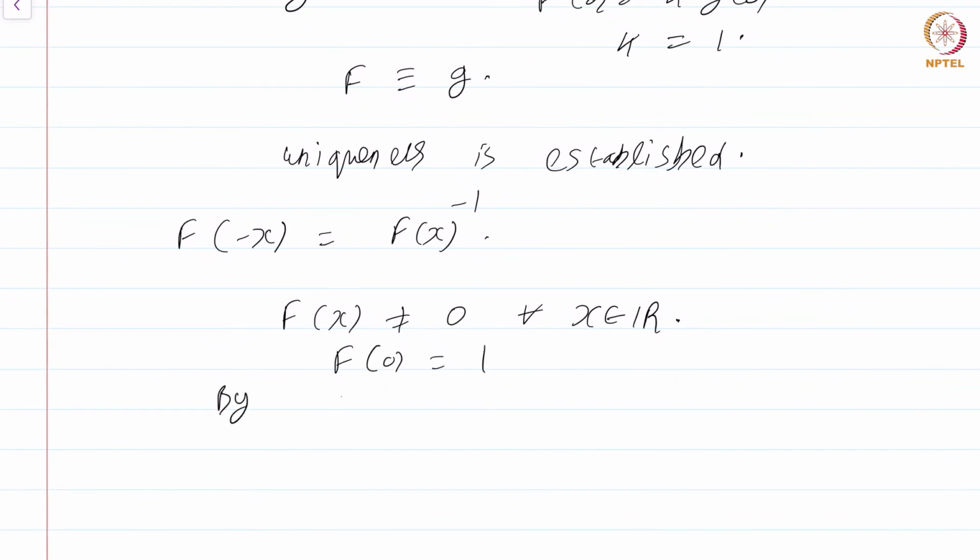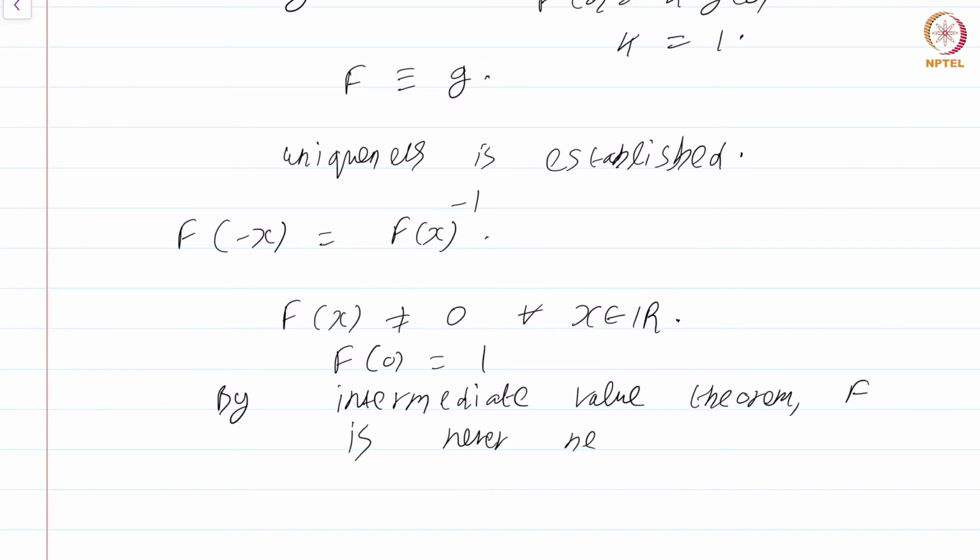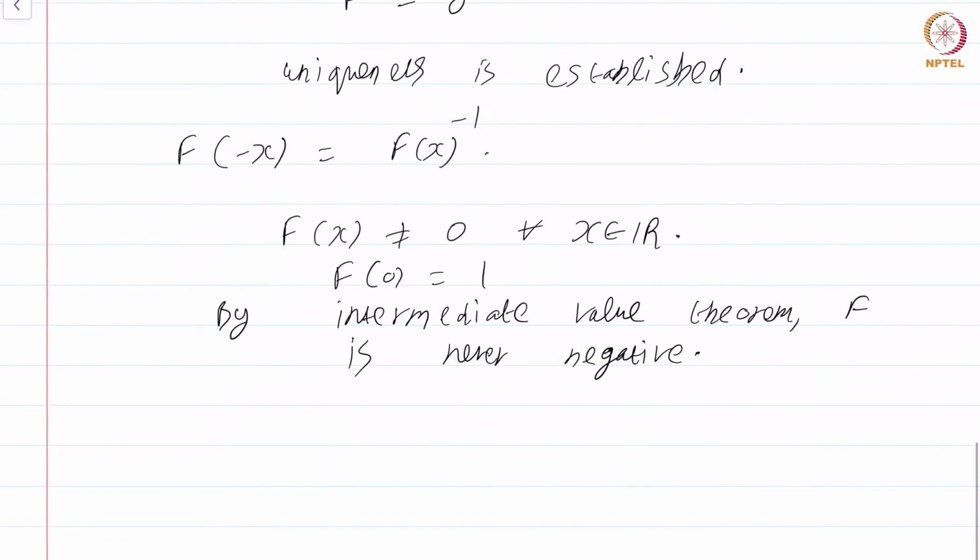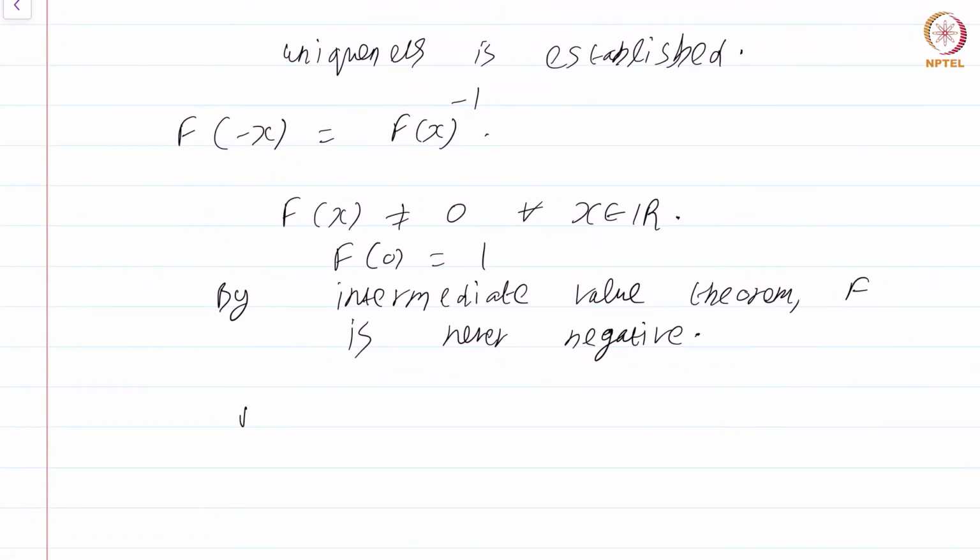Therefore, by intermediate value theorem, because f is of course a continuous function, it's in fact given by a power series, so it's a smooth function, f is never negative. So the function f, whose existence and uniqueness we have established in this theorem, also is always a positive function.